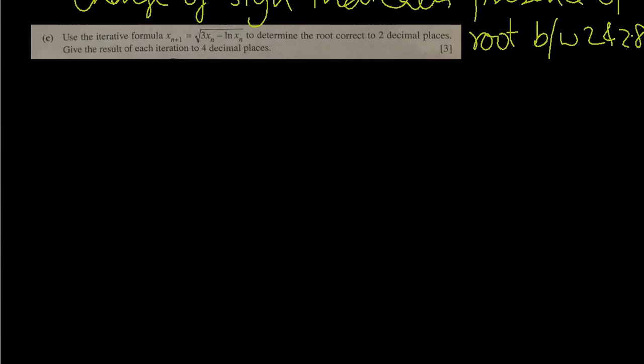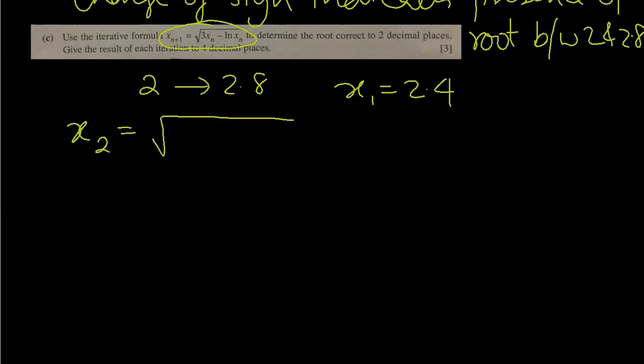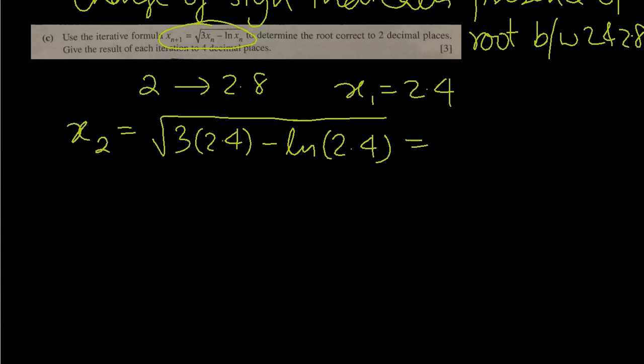Part C. We have to use the iterative formula, this one, to find the solution. The starting point, because we know the root is between 2 and 2.8, we'll start with x1 = 2.4. So x2 will be the square root. The iterative formula is given to us. I will substitute 2.4 here, and minus ln 2.4. We will use a calculator to find this, which will be 2.5149.